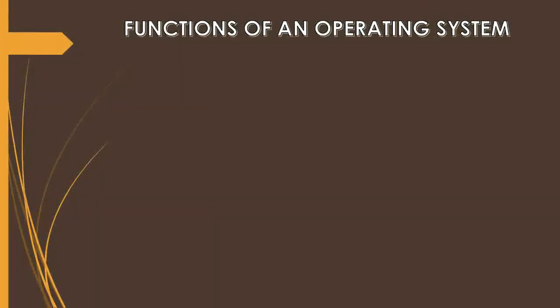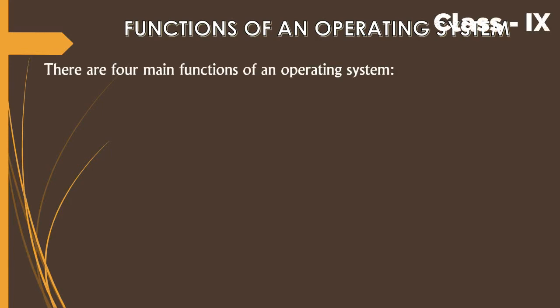The functions of an operating system. What are the functions of an operating system? There are four main functions of an operating system.